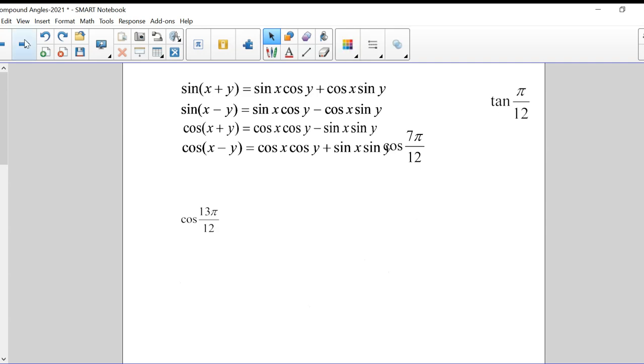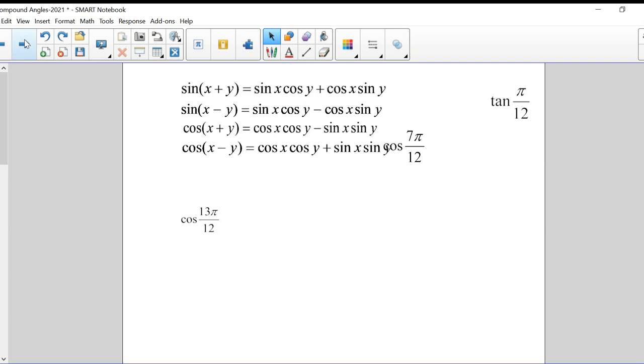Can we use that to come up with an exact value for something like the cosine of 13 pi over 12? That's the question we're going to try to answer. So exact value means I don't want a decimal. I want something that's exact. If there are any square roots, leave them as square roots, right? So I'm thinking, okay, how can I split up 13 pi over 12 so that it is either a sum or a difference? Not only that, that sum or that difference needs to be one of those special angles that we talked about 2 classes ago.